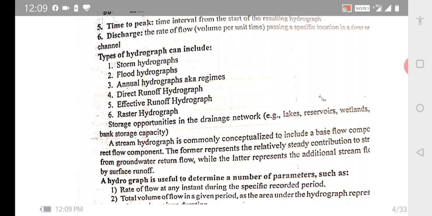Okay. Now there are different types of hydrographs, which are known as storm hydrograph, flood hydrograph, annual hydrographs, direct runoff hydrograph, effective runoff hydrograph, and raster hydrograph. So a stream hydrograph is commonly conceptualized to include a base flow component and a surface runoff component. The former represents the relatively steady contribution from groundwater return flow, whereas the latter represents the additional stream flow due to surface runoff.